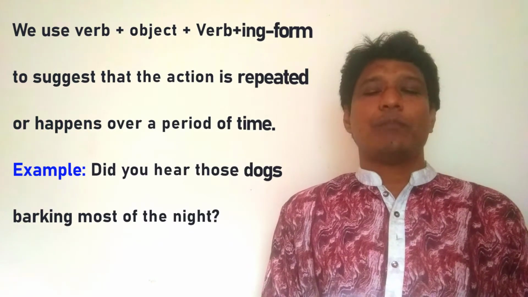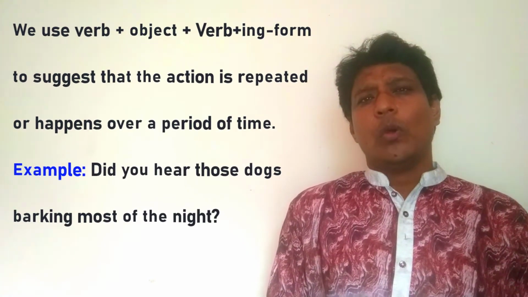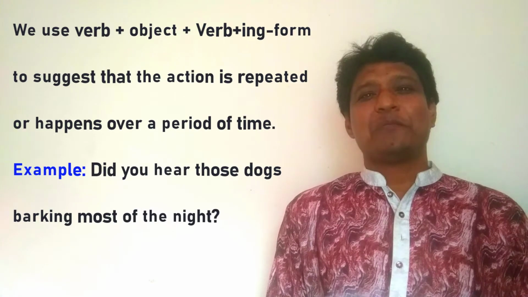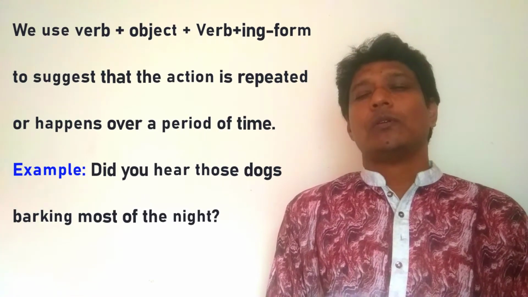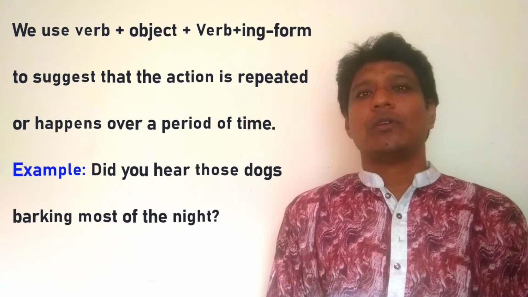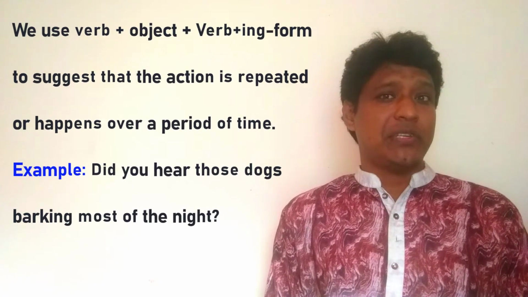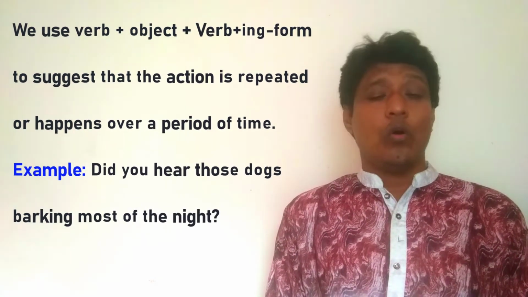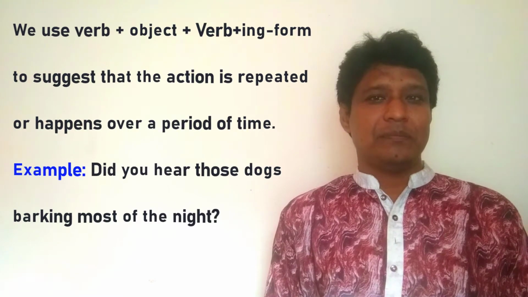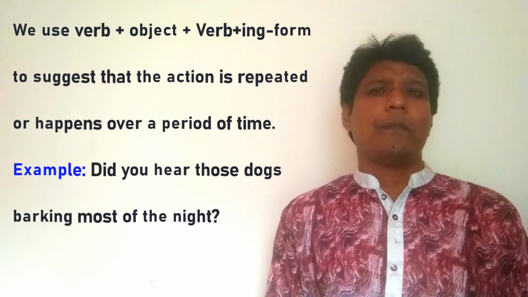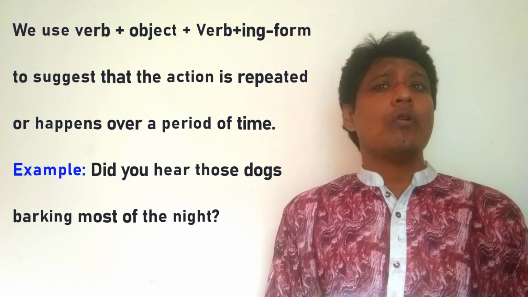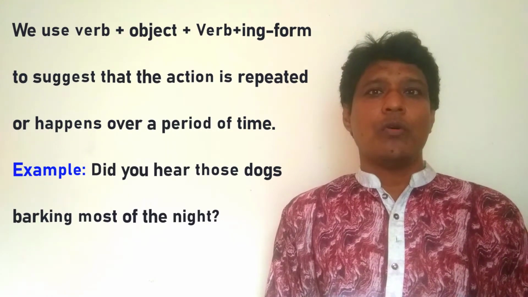Verb plus object plus verb ing form. We use verb plus object plus verb ing form to suggest that the action is repeated or happens over a period of time. For example, did you hear those dogs barking most of the nights?